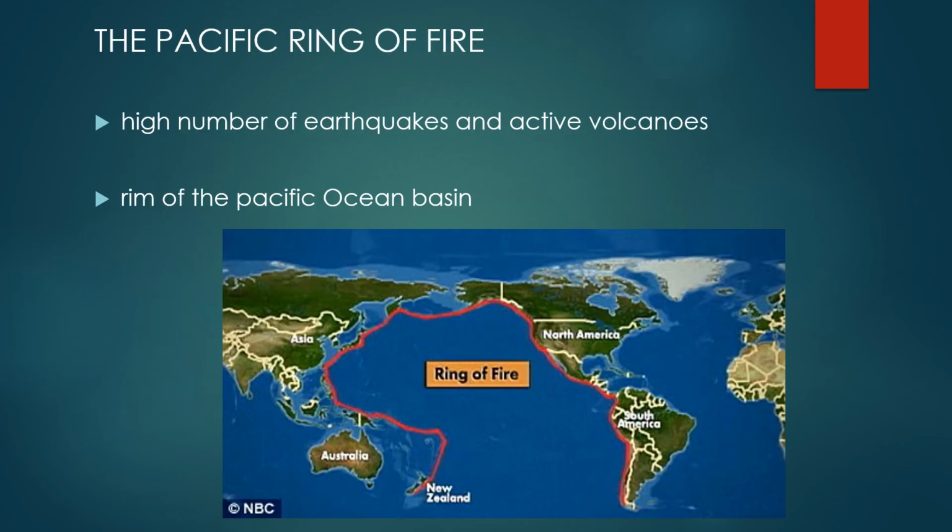location. The Pacific Ring of Fire, you have a high number of earthquakes and active volcanoes along the rim of the Pacific Ocean basin. So this is all where you have a high number of earthquakes and volcanic activity. And so you have the Aleutian Trench here, you have another trench over here, lots of volcanic activity, lots of islands that are formed along here, lots of seismic activity as well.